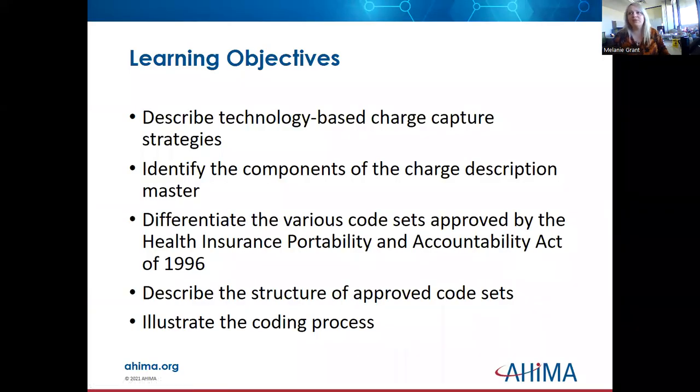And of course, we have a couple of learning objectives, as always. Some of the big areas that we're really going to look at is what's called the charge capture, and really identifying how various coding is applied in the revenue cycle management, looking at the structure and the coding process in terms of finances. How do we get paid? So oftentimes this is referred to as billing.